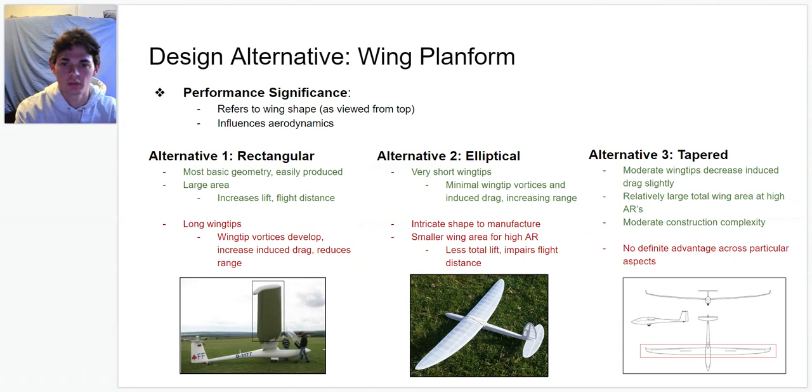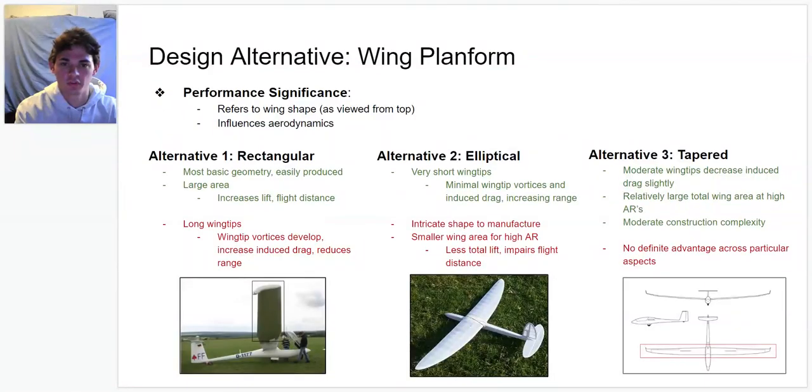Finally, I analyzed wing planform alternatives. A rectangular planform is the simplest geometry and easily reproducible, but the long wingtips would create stronger wingtip vortices and induce drag. In contrast, the elliptical planform minimizes wingtip length and thus induced drag, increasing range. However, the wing area is relatively small at high aspect ratios, degrading lift and distance.